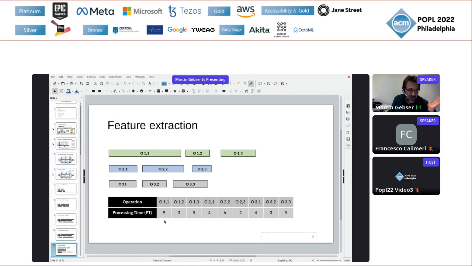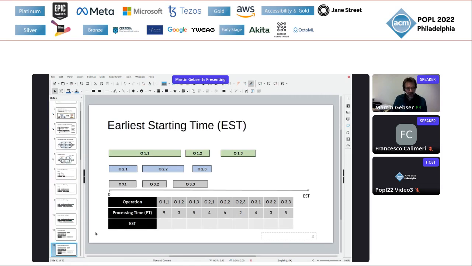One can say, what I directly get from the problem definition is the processing time for each of the operations. That's surely a feature I get directly from the problem. If I want more interesting features, what is often relevant or inspected is the earliest starting time. It's still a static feature and pretty simple. If you look at it, it's basically the sum of processing times following the job order of predecessors.